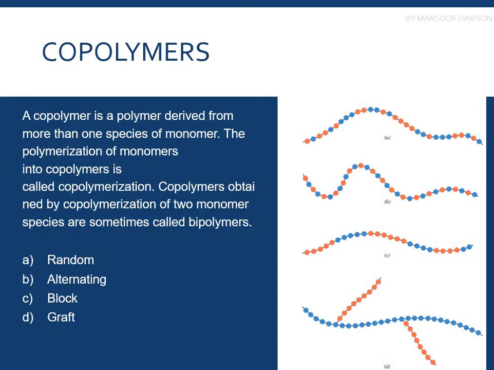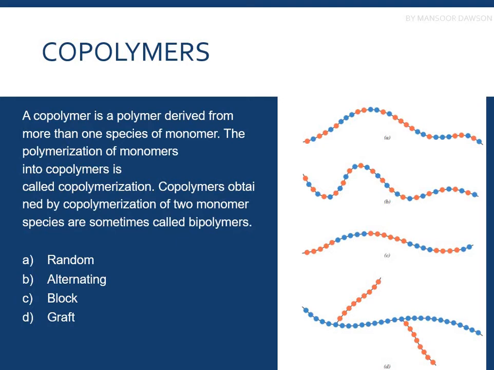Then we have block copolymers. In the block copolymer, there is a certain amount of one type of monomer and then the other type of monomer, and these monomer chains are joined together. So there are certain blocks of one monomer chain and the other monomer chain, which makes a block copolymer.